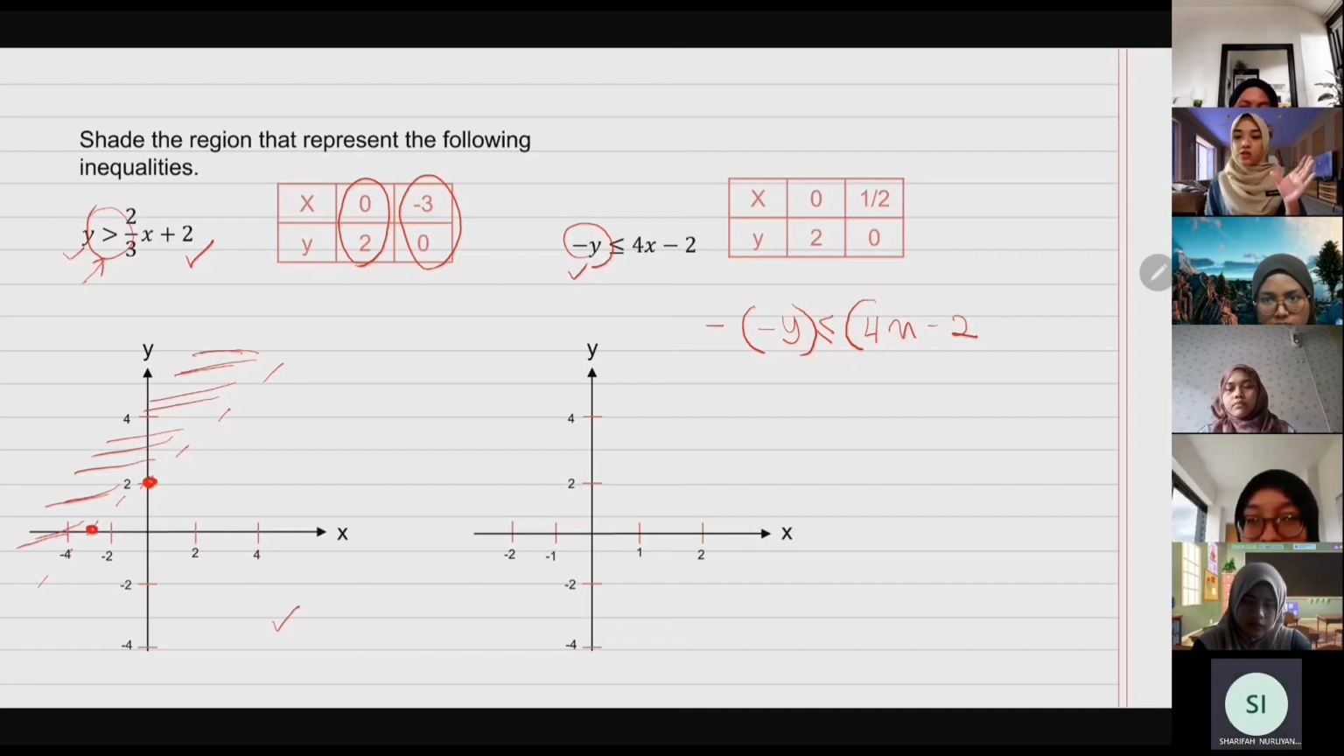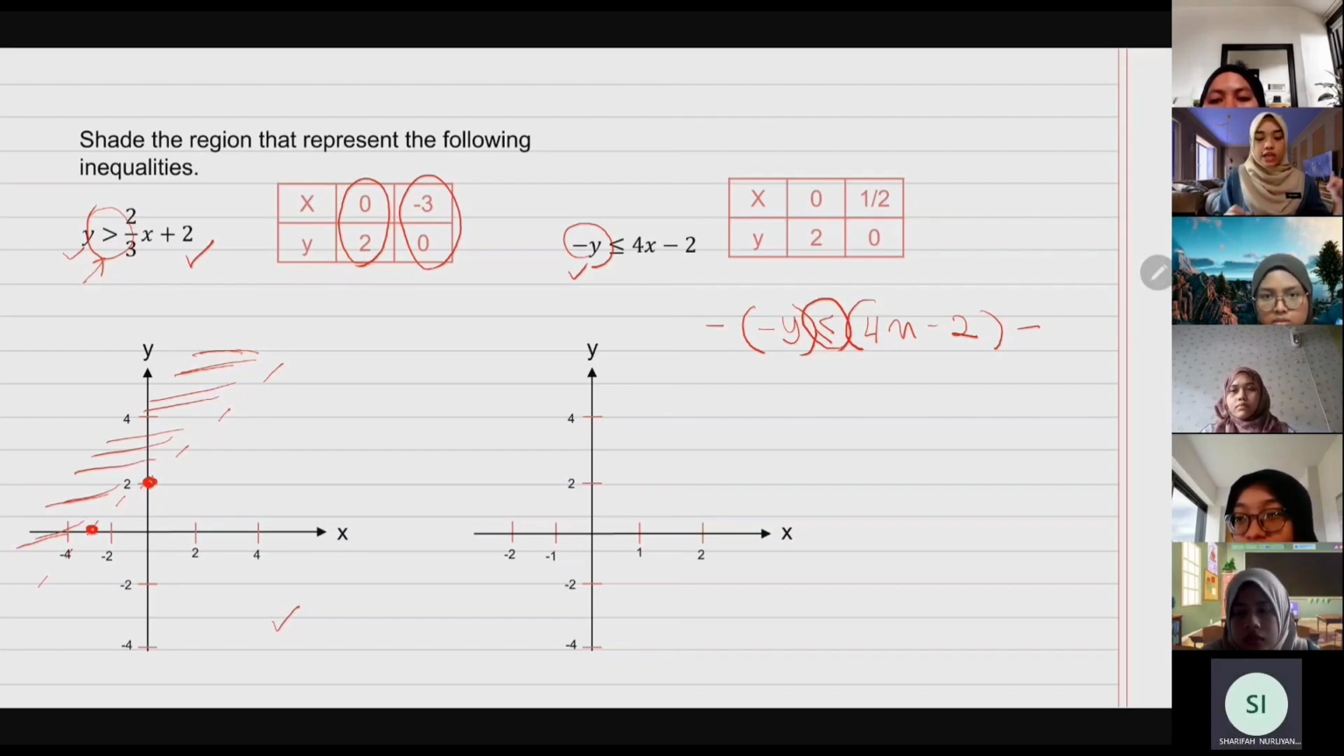You need to remember that if the left hand side you multiply with negative, the right hand side you also need to multiply with negative. And then if both sides are multiplied with negative, the symbol here will be changed. So now the symbol is less than or equal to, so it will become greater than or equal to.